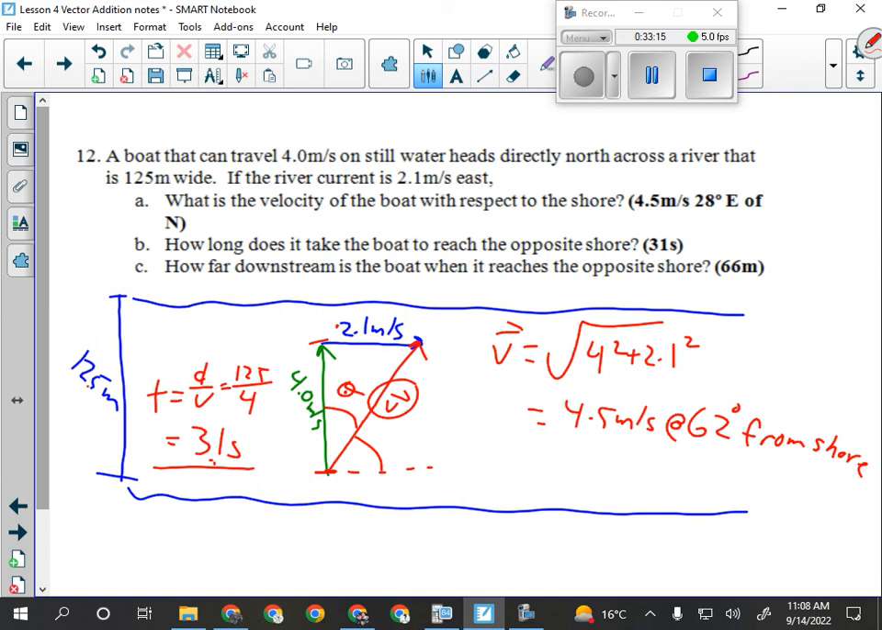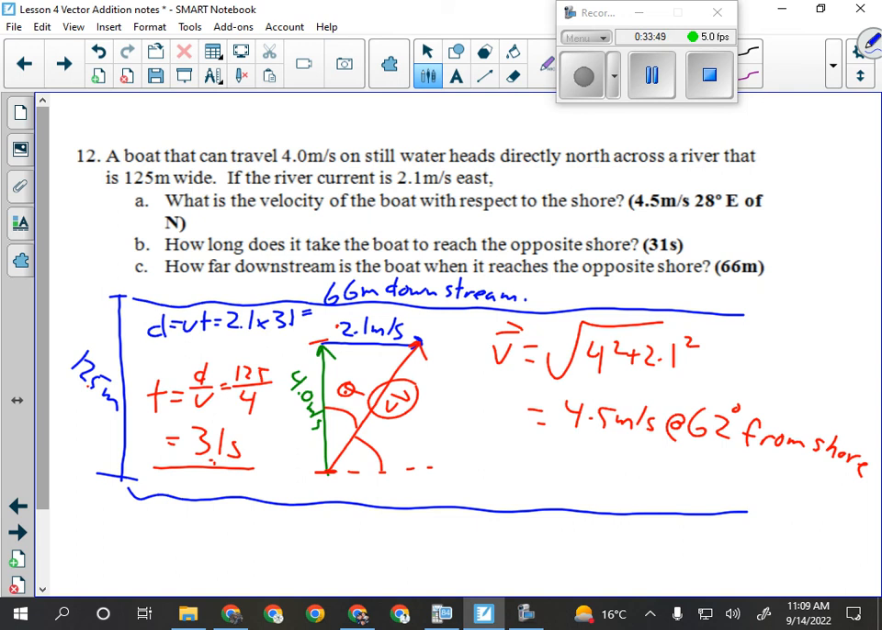So now that I've got the 31 seconds, I can figure out how far downstream it ends up by simply going d equals v times t, taking my 2.1 and multiplying it by 31 seconds, and that'll give me 66 meters downstream. That's the thing that's often confusing: we still picture one happens and then the other, so I have to use my result, but I don't. They're all happening at the same time. They're producing each other.